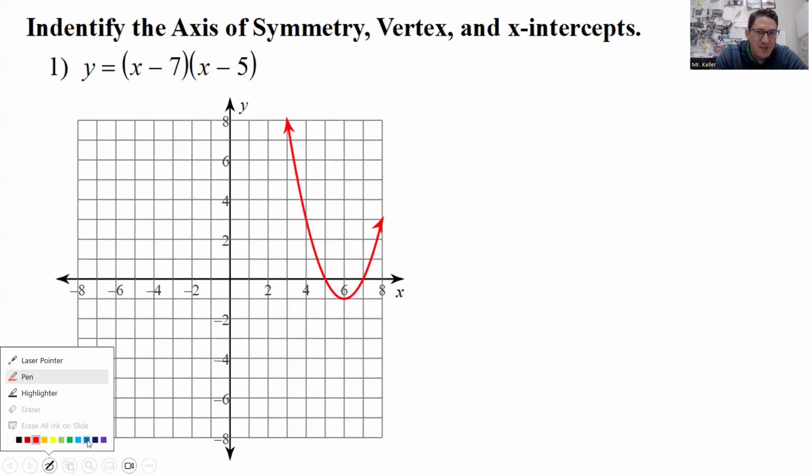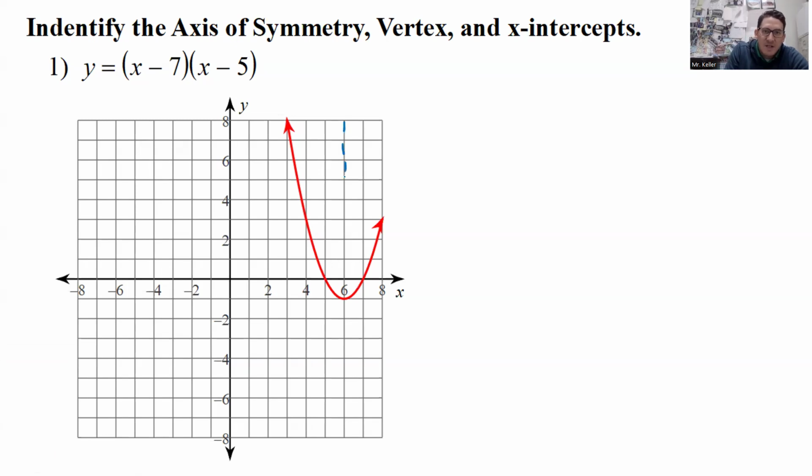The axis of symmetry is just the vertical line, it's imaginary, that goes through the middle of the parabola. It goes through the vertex here. So the axis of symmetry, we call it AOS, is x equals 6. Then the vertex down there. I already put in the vertex at the bottom. The vertex is at this point. That's 6 in the x direction, -1 in the y direction.